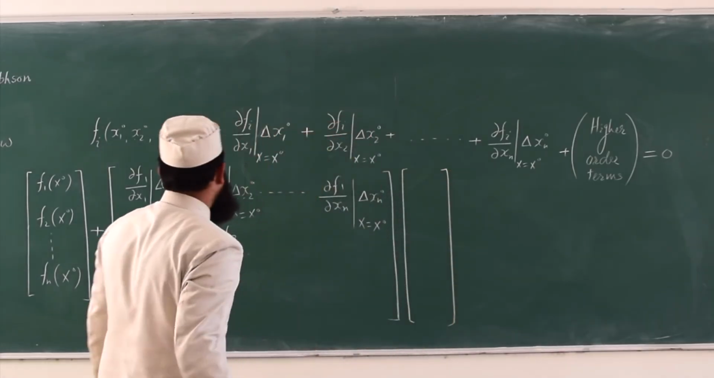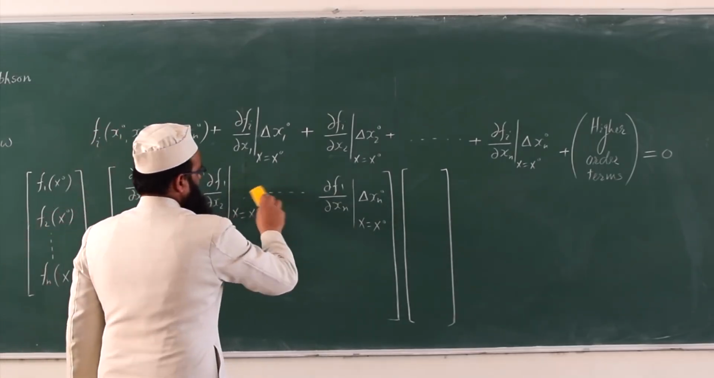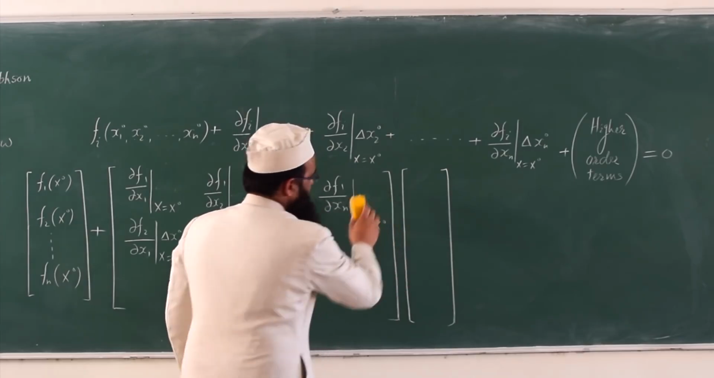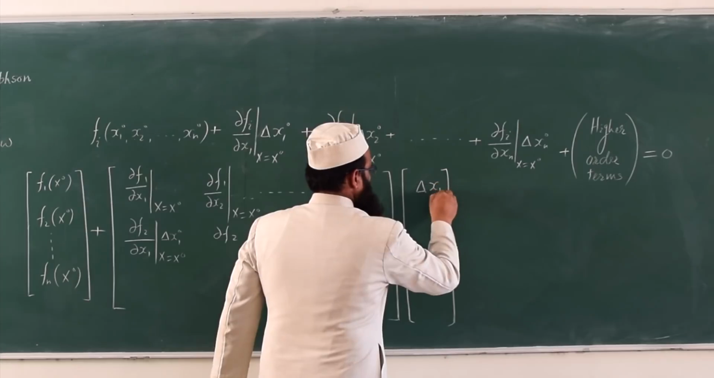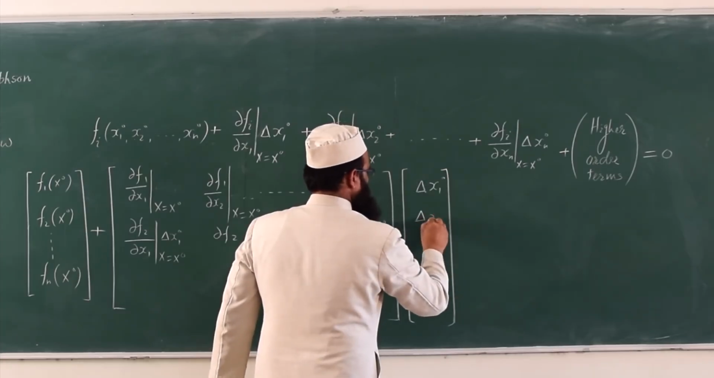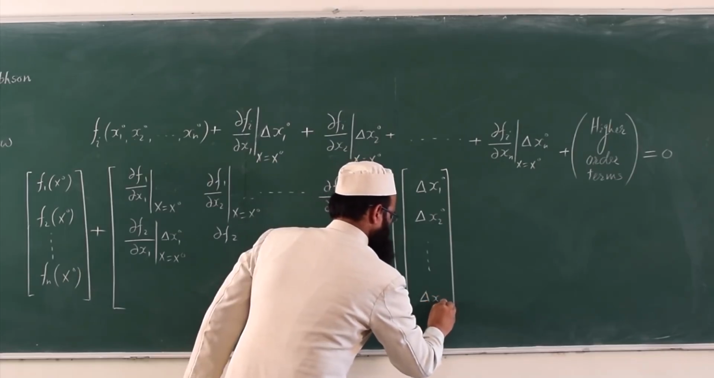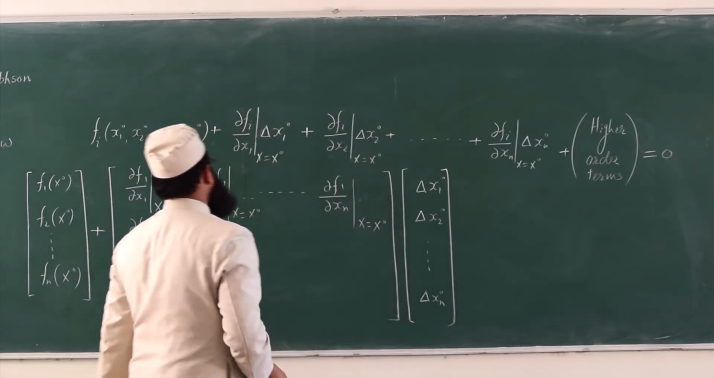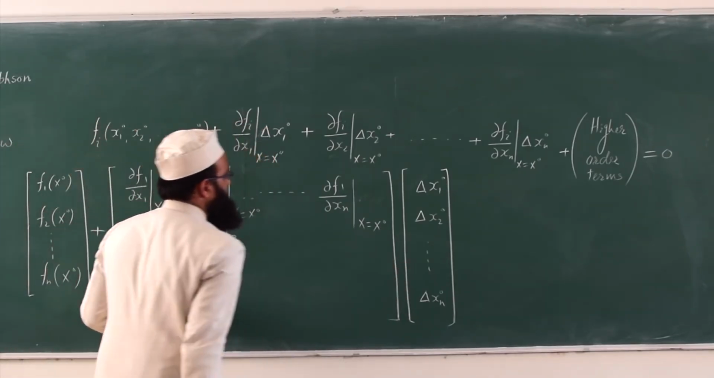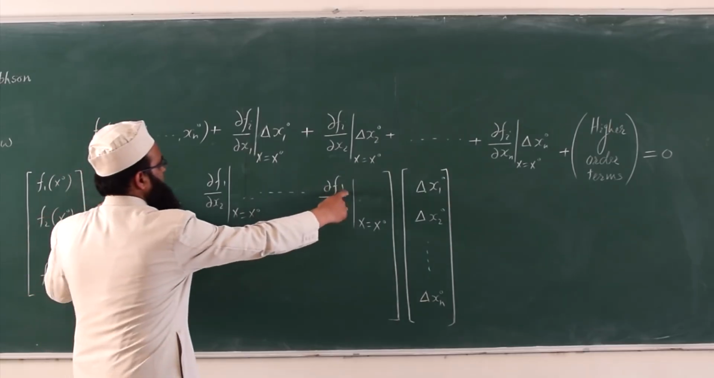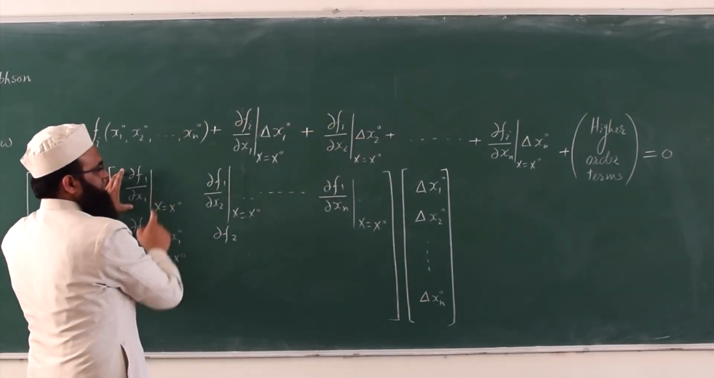So, remove this from here and put directly here del x1 0, del x2 0, del xn 0. We know the matrix multiplication rule. These two matrices are multiplied. So, once this row is multiplied with this, we will get the same thing which we were getting earlier here.